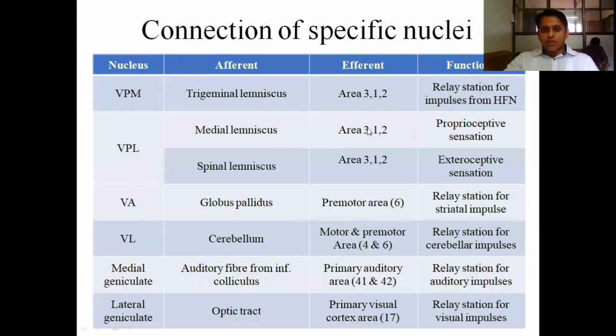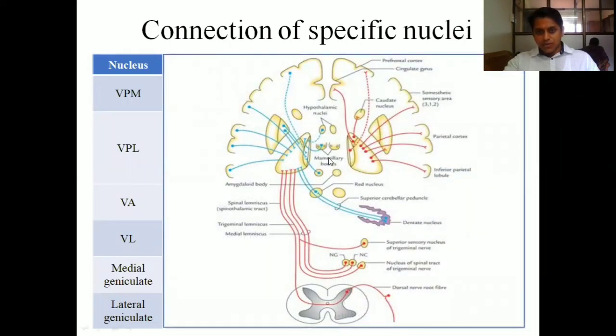Okay, so let us begin with the connections of the specific nuclei. Sensation. Which types of sensation do you know? Exteroception and proprioception, right? The exteroception and proprioception from the entire body except the head and the face is received by fibers ascending from below. Concentrate on this picture.